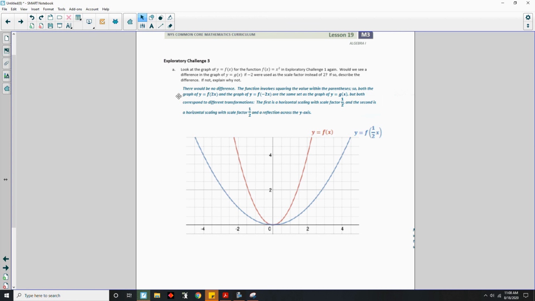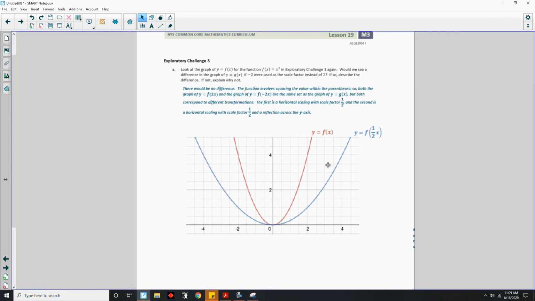Okay, so it says there would be no difference. The function involves squaring the value within the parentheses. So both the graph of y equals f of 2x and the graph of y equals f of -2x are the same set as the graph of y equals g of x, but both correspond to different transformations. The first is a horizontal scaling with a scale factor of 1/2, and the second is a horizontal scaling with a scale factor of 1/2 and a reflection across the y-axis, but it would not be visible.